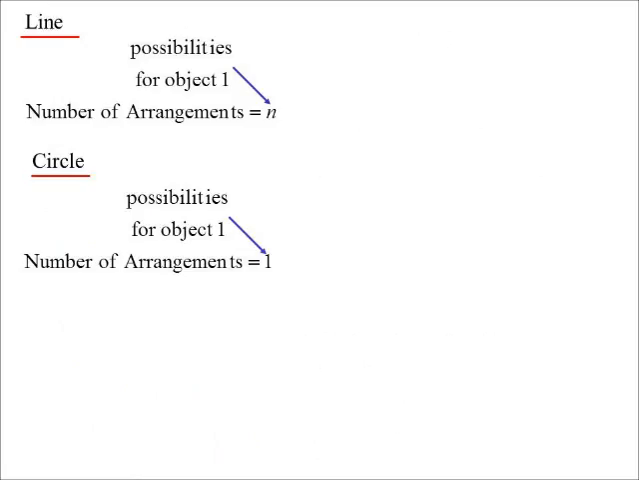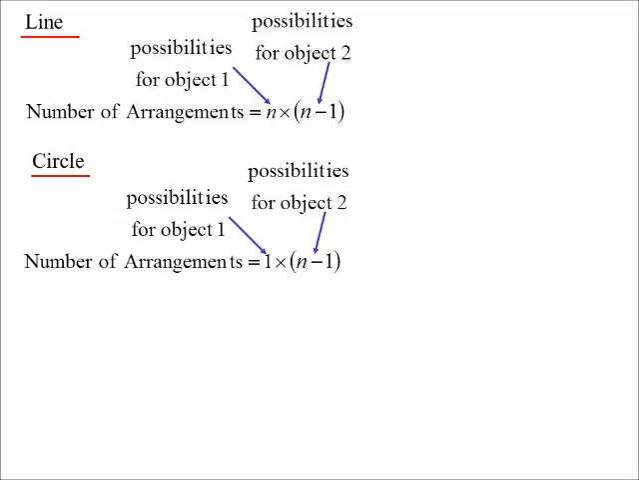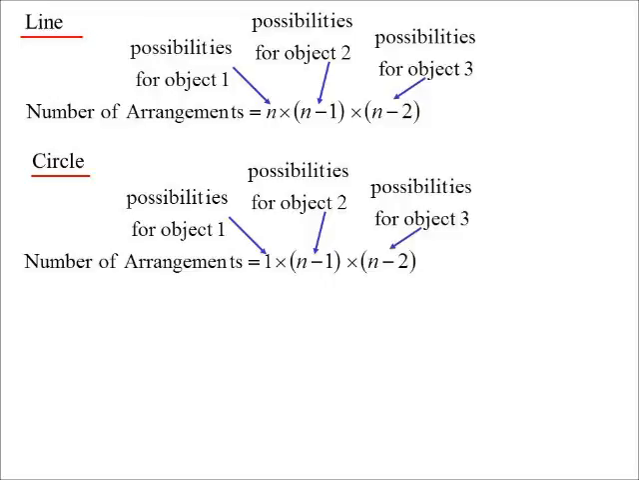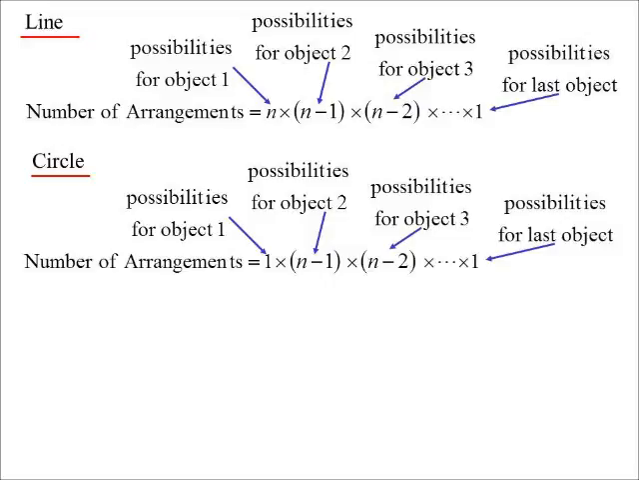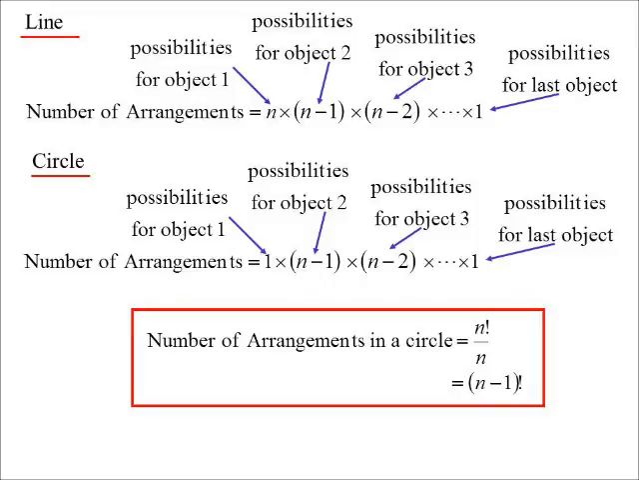Our line, we know the first object, n positions. Whereas circle, 1 position. Now it comes to the second object. The line, n-1, but now the circle, it's also n-1, because the spots are now defined. So everything stays the same now, n-2, and so on, until we get to the last object. So the difference is simply, what we're really doing is dividing by the number of ways we could arrange that first object, n. So we end up with (n-1) factorial. So n factorial if we're arranging a line, (n-1) factorial if it's in a circle.